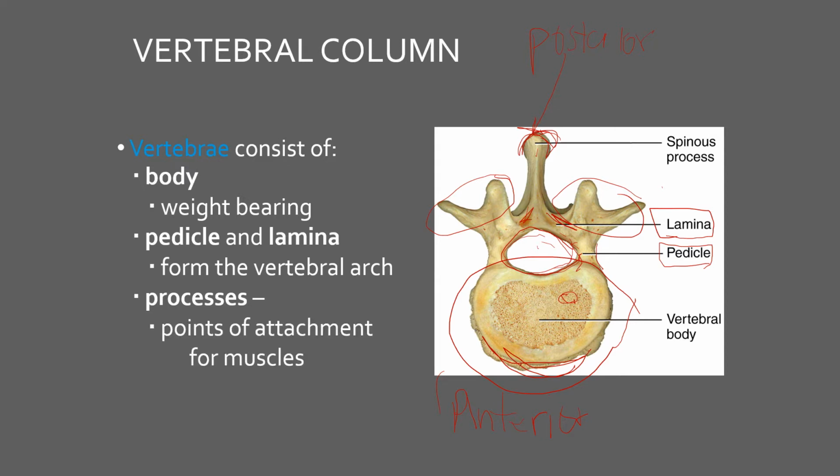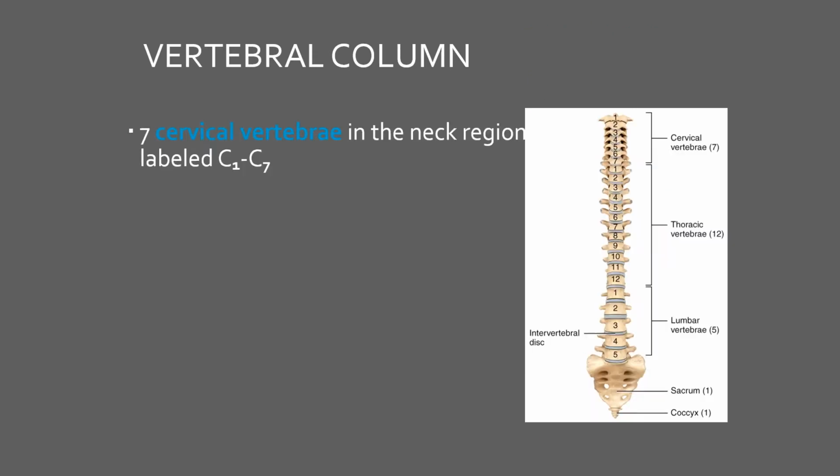Your processes are points of attachment for muscles. So you have all these large muscles that move through the back of the body to help you move your spine, rotate your spine from left to right, etc. All right, so the vertebral column: you've got vertebra that go from the occipital bone into the neck, through the neck. Then you have the vertebra continuing down through your thorax. Then you have vertebra going down through the back of your abdomen. And then you have this bone, the sacrum, joining up the two sides of your pelvis.